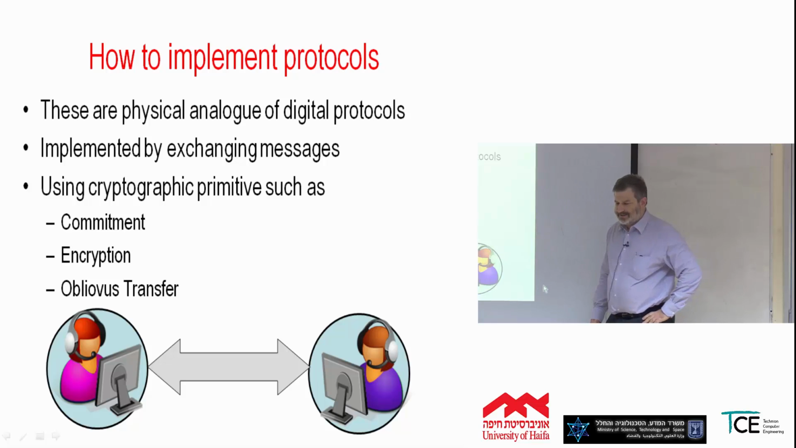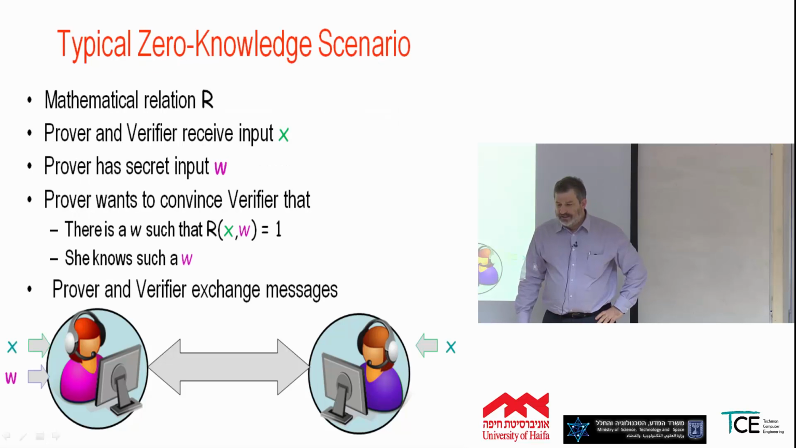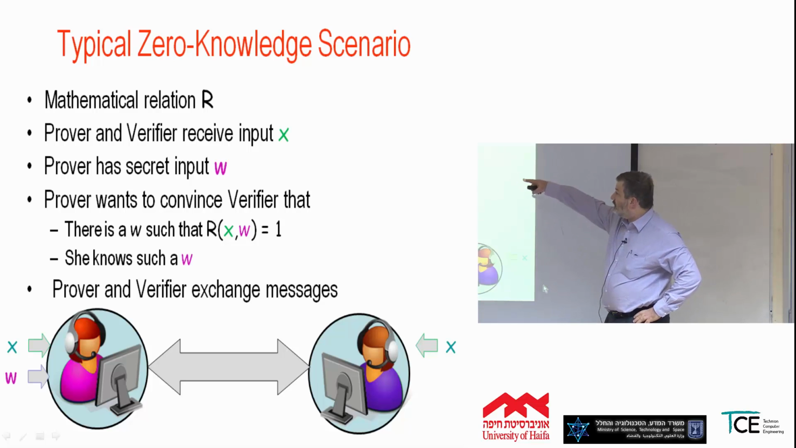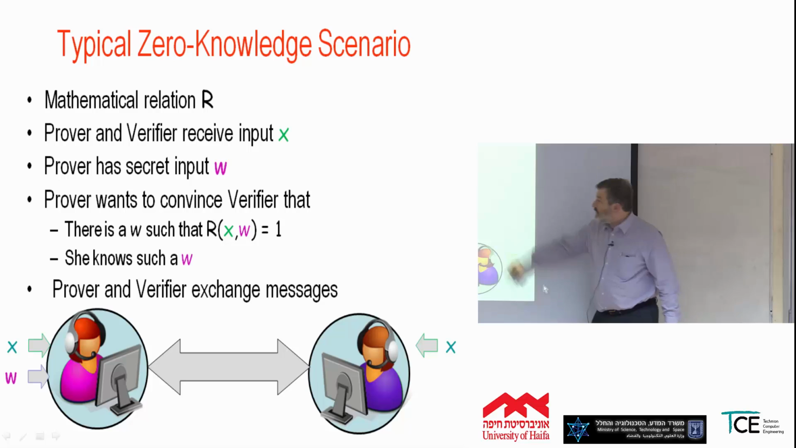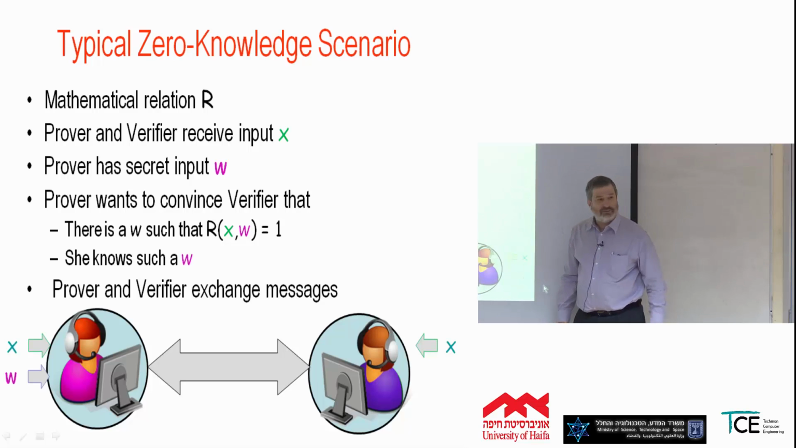Anyway, so what do we usually have? We have some mathematical relation R. The prover and the verifier receive an input X. The prover has a secret input W, or the witness of the solution. The prover wants to convince the verifier that there is a W such that R(X, W) makes the relation be 1, and that she knows such a W. And the prover and the verifier exchange messages.